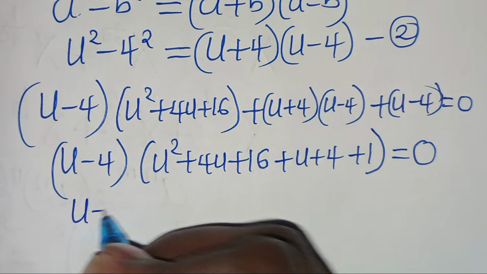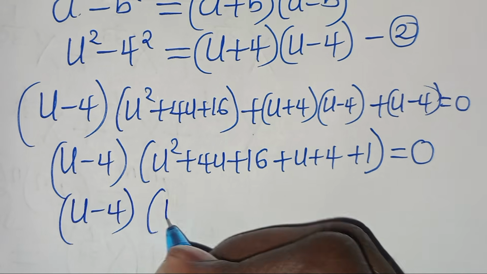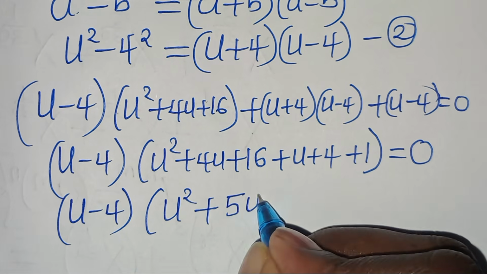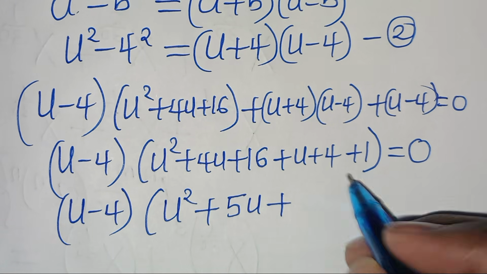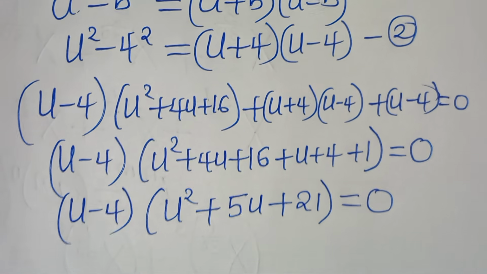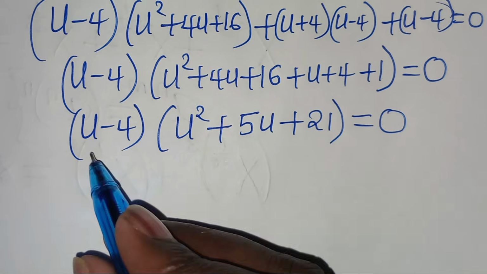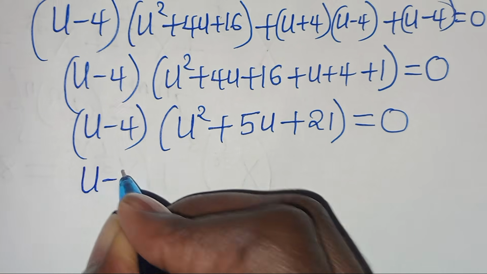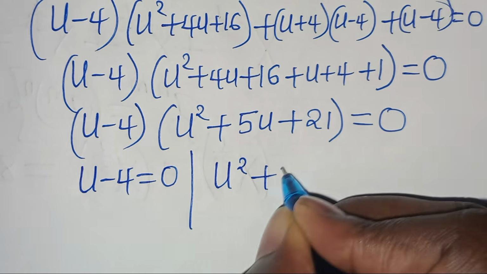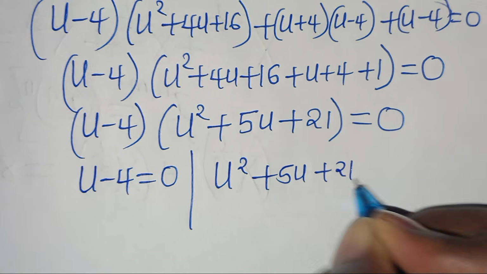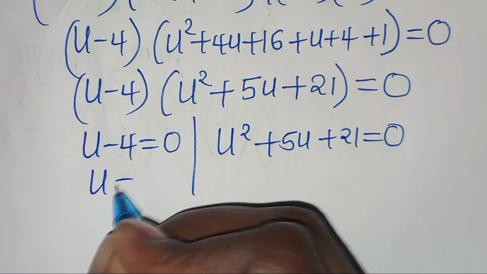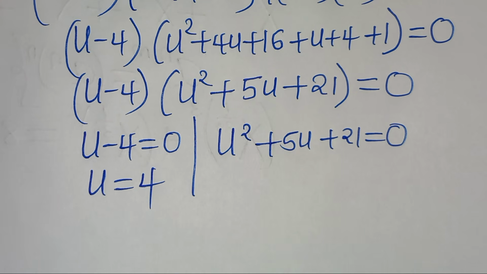So this is u minus 4, this is u to the power of 2 plus 4u plus u, this is 5u, then plus, this is 16 plus 4, this is 20, plus 1, this is 21, and this is equal to 0. Now, we have got two parts here. We have u minus 4 equal to 0. Then we have u to the power of 2 plus 5u plus 21 equal to 0. Now, we have that u is equal to 4.